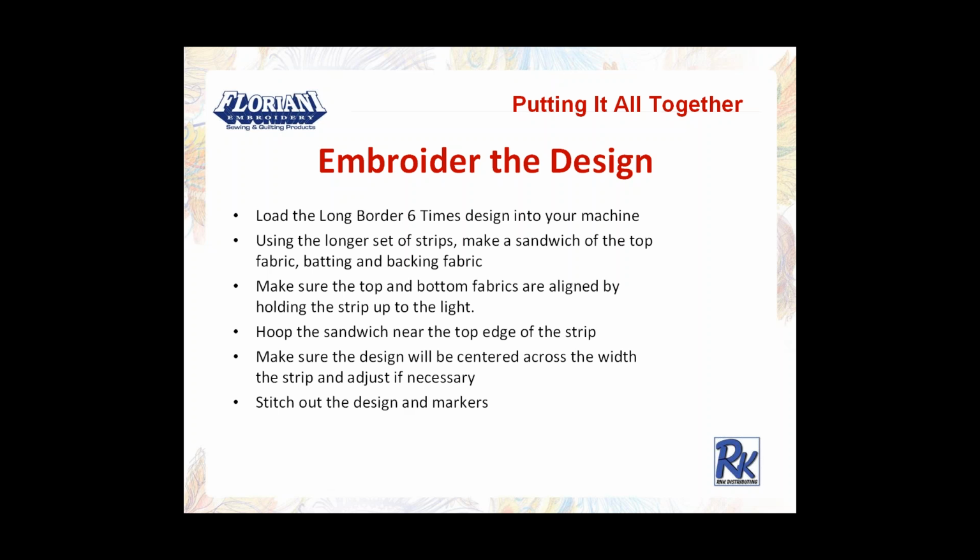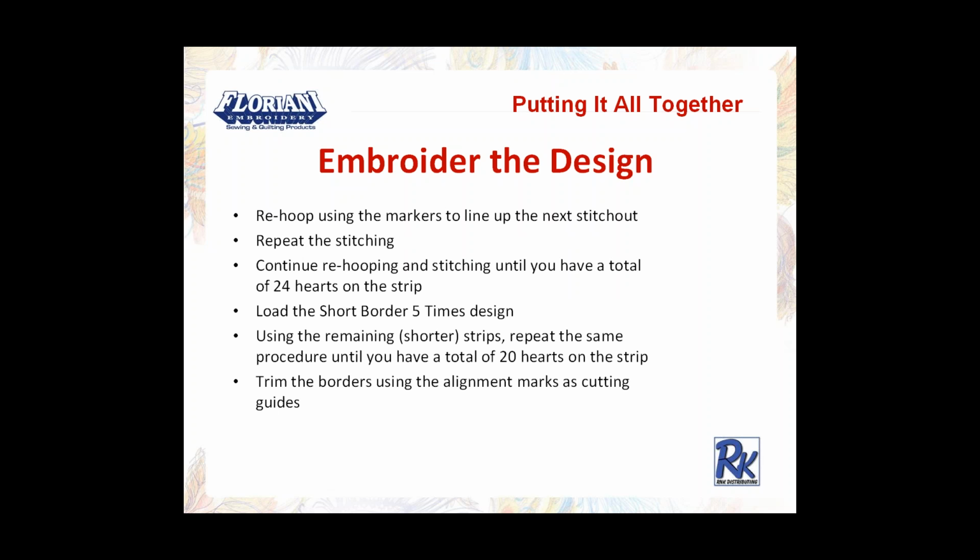And you're going to hoop this sandwich together near the top edge of the strip. And you want to make sure that when you hoop it, your design will be centered across the width of the strip. And you either want to adjust your hooping or adjust your alignment of the design in the machine if necessary. And then the next thing you want to do is simply stitch out the design and stitch out the markers. Okay? The next thing you want to do is you want to re-hoop this using the markers to line up the next stitch out.